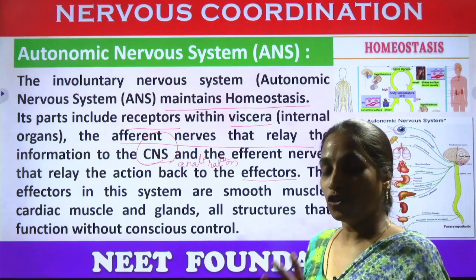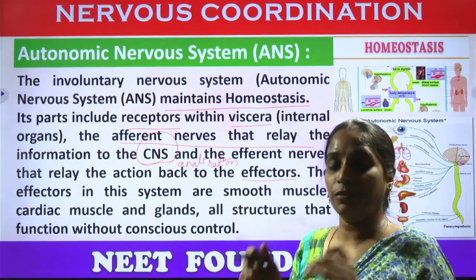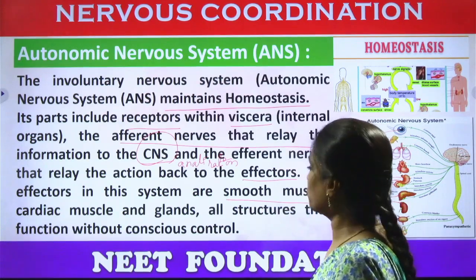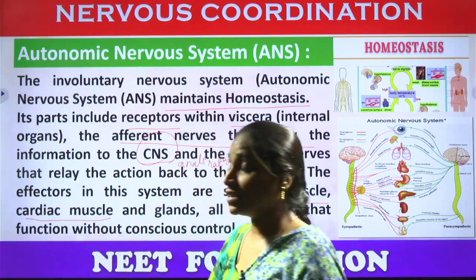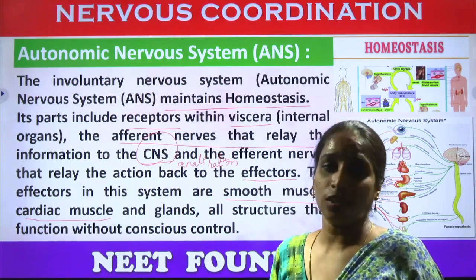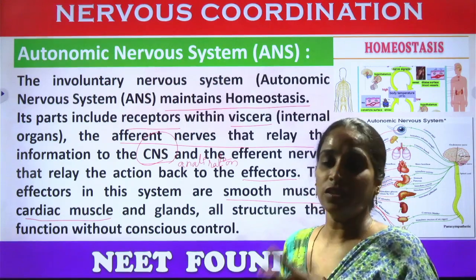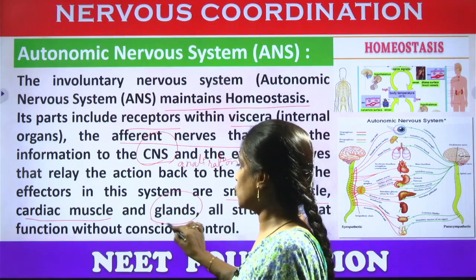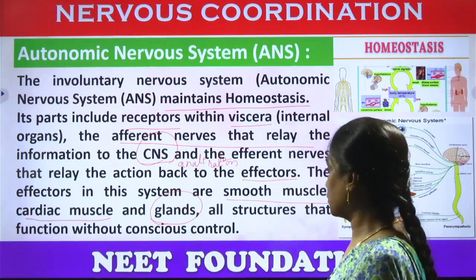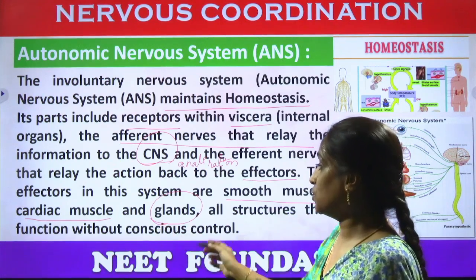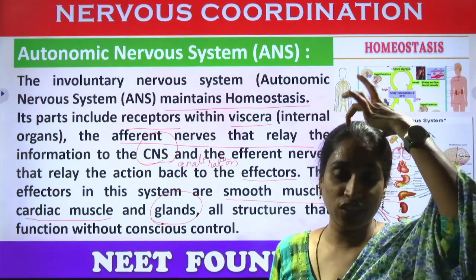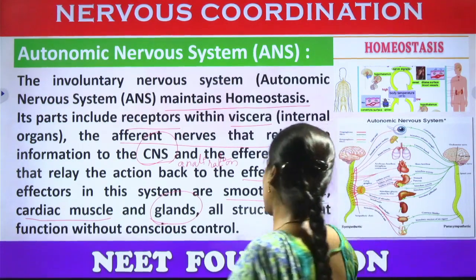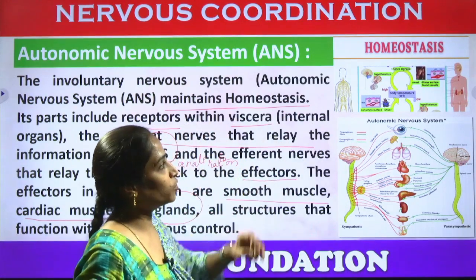Okay, so the autonomic nervous system functions with the help of a neural system. Some of the muscles will be smooth muscles, some will be cardiac muscles. Cardiac muscle structurally looks like a voluntary muscle, but functionally it works as an involuntary muscle. And there are different kinds of glands present in the body. These structures function without any conscious control, and the nerves play a very major role in these involuntary actions. Let us see what homeostasis is.